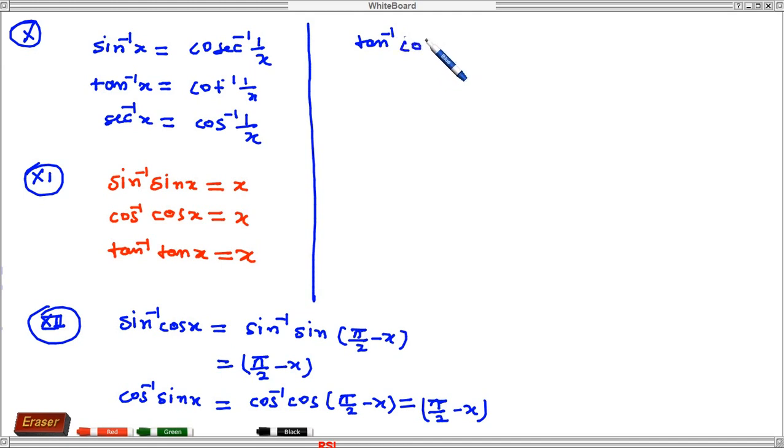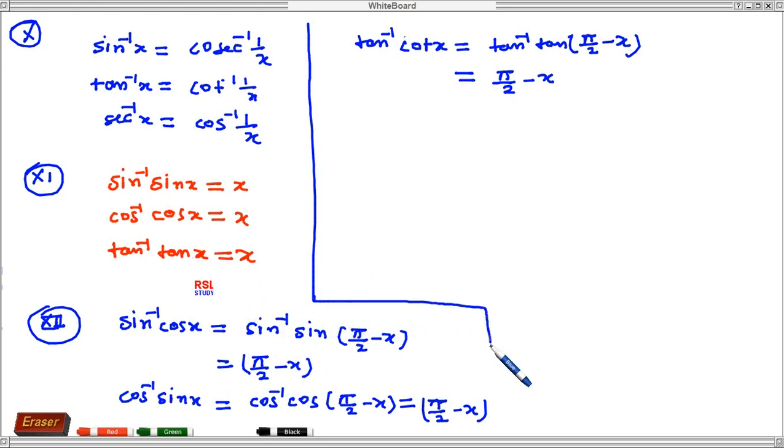So tan inverse cot x can be written as tan inverse tan of pi by 2 minus x. So that will be pi by 2 minus x, because tan inverse tan x is x. Here x is pi by 2 minus x. Just use this formula.